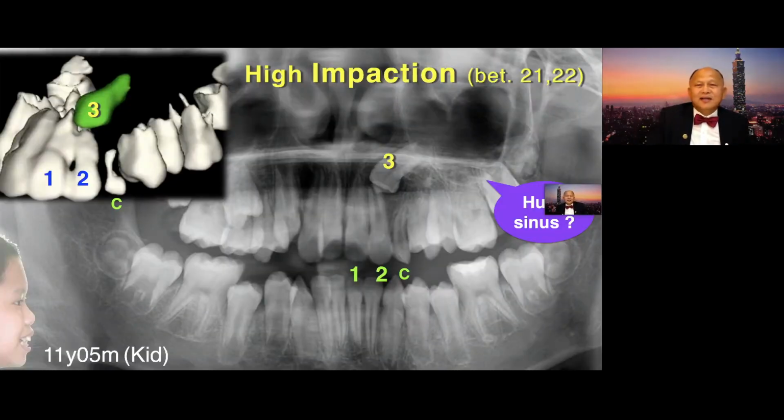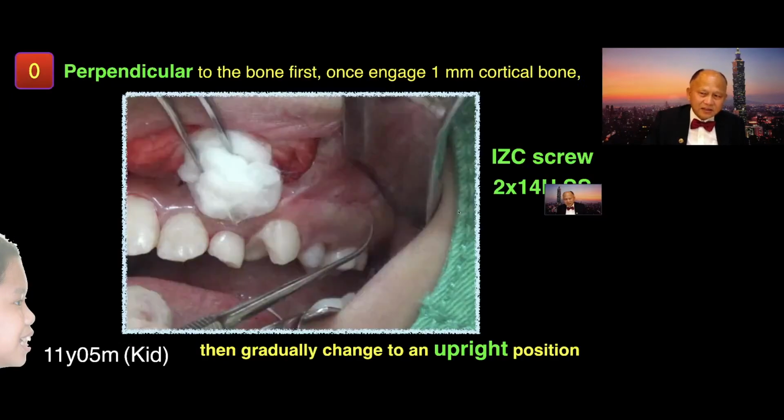High impaction between central and lateral. Oh, this one is difficult because it's so high. And the crown was on top of the lateral incisor apex, beneath the central incisor. It's in between. The sinus is big.